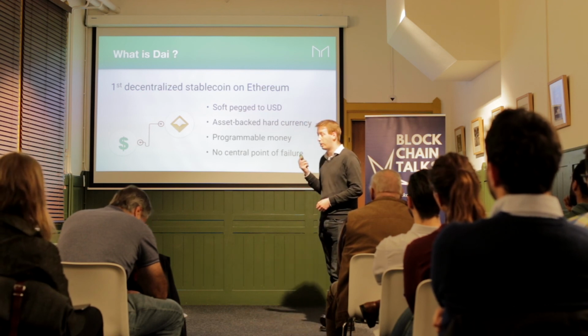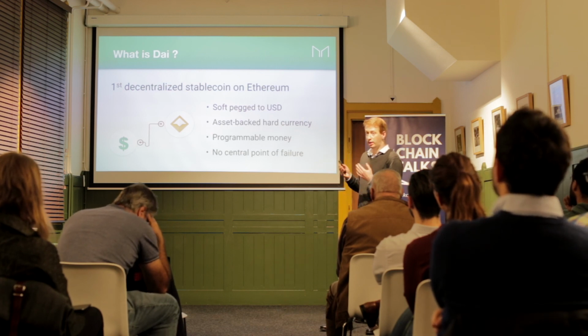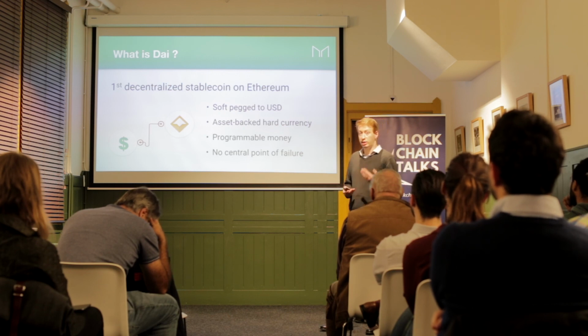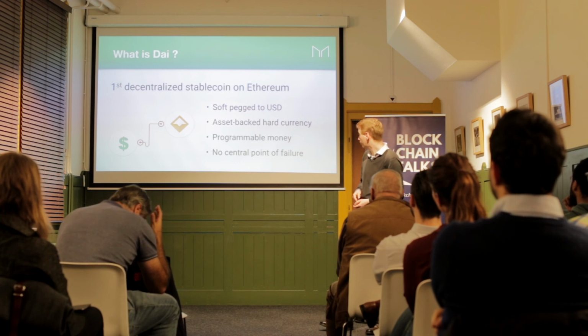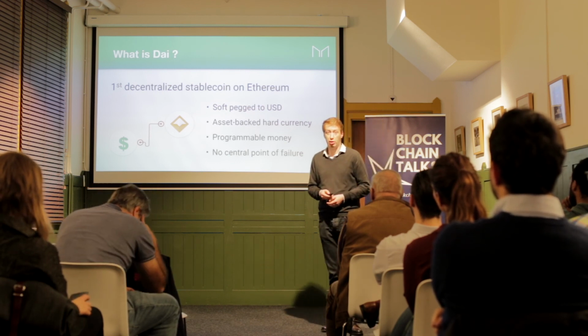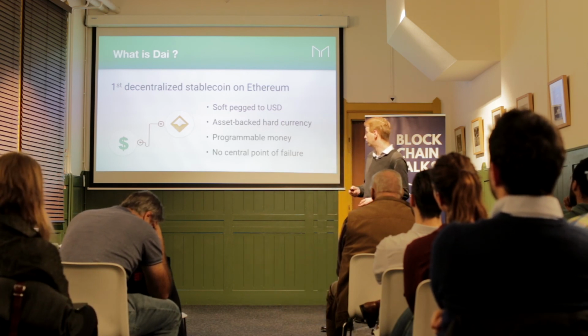The most important thing that I want to highlight here is that DAI is asset-backed. So there is collateral, as we'll see, on the Ethereum blockchain that really is the backing of that $1 value of every DAI coin. And of course, it does have the advantages that we also value in Bitcoin: it's programmable money, and it doesn't have a central point of failure.